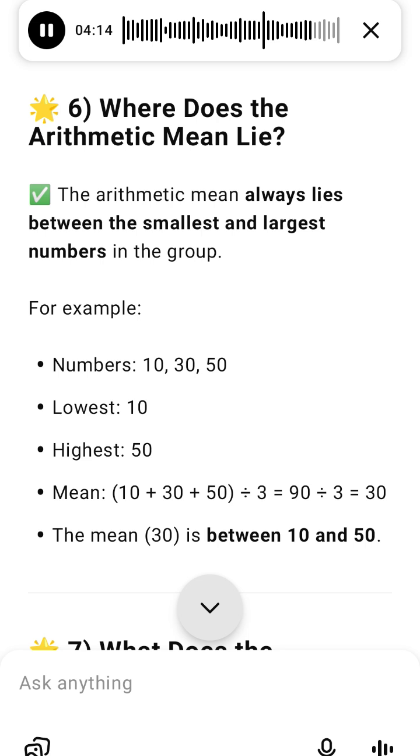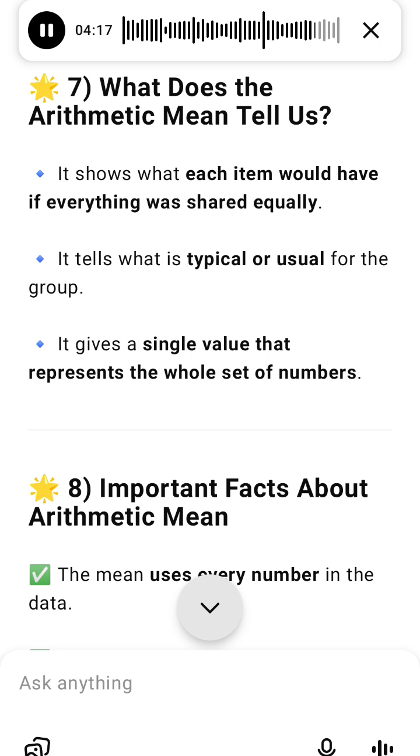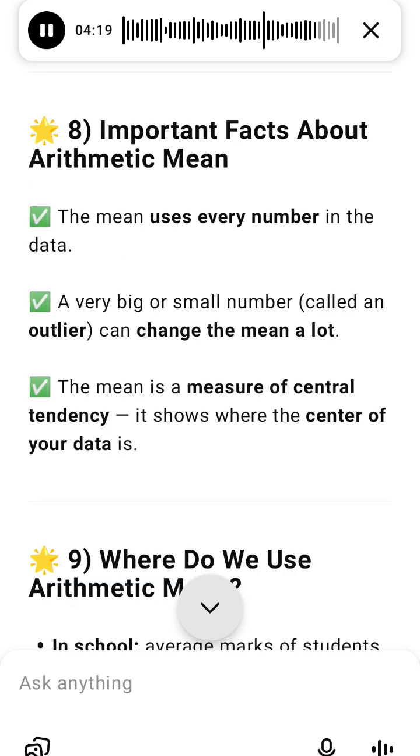11. Keywords to remember. Sum, the total of all numbers. Number of observations, how many numbers you have. Mean, average, what you get by dividing the total by the count.